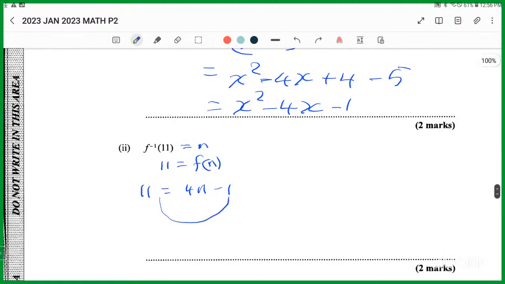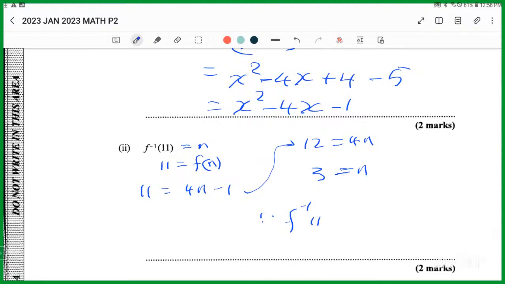So if you add the 1 first, this is going to give us that 12 equals 4n. Divide by the 4, you're going to get n equals 3. Therefore, f to the minus 1 of 11 is equal to n, which is 3. That is a nice way to do it. But what if you find f to the minus 1 of x first and then plug in the 11 and get 3? Same thing. No problem.